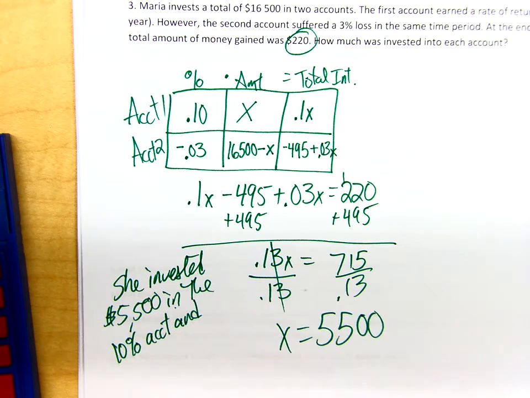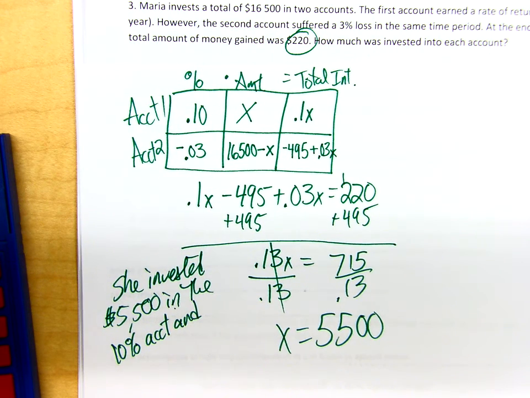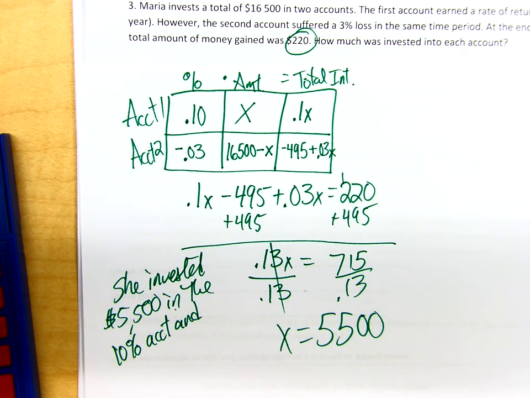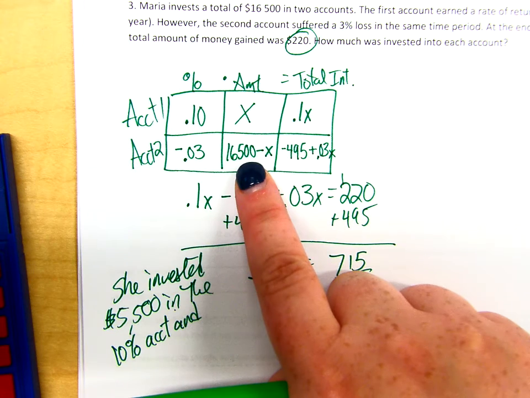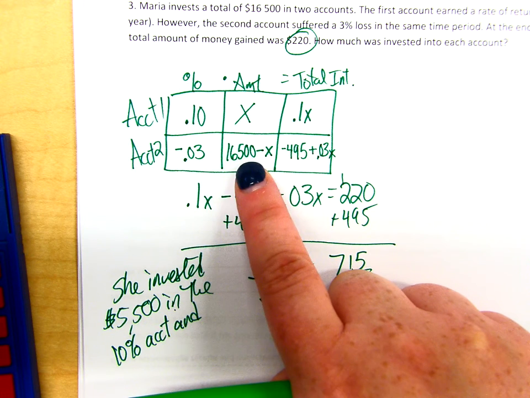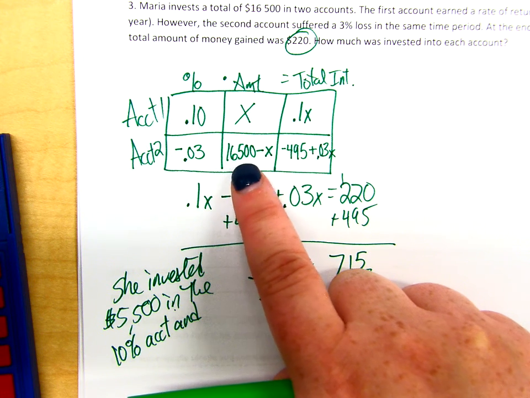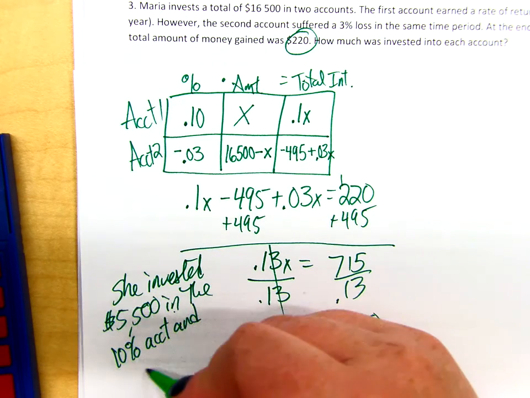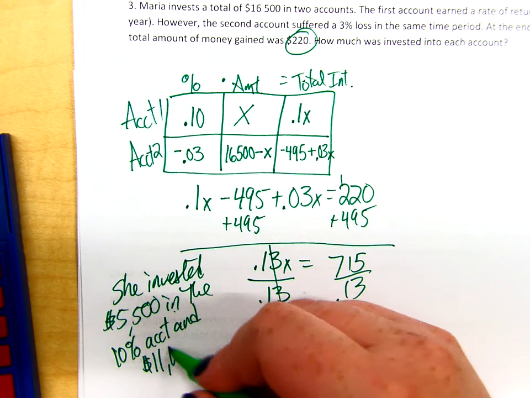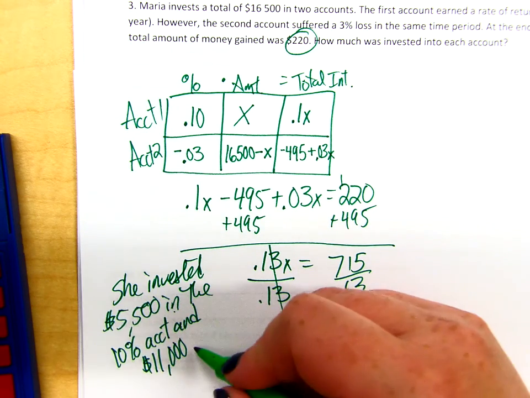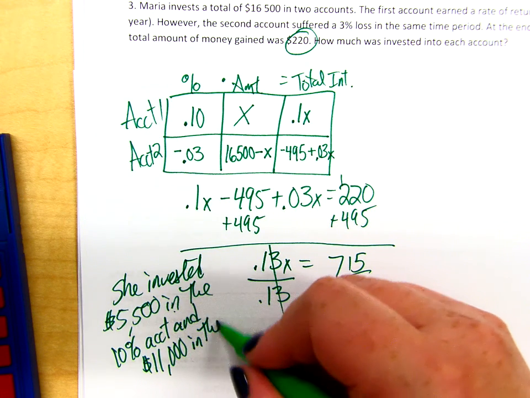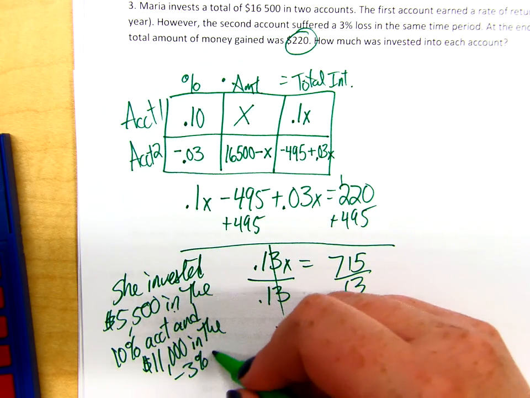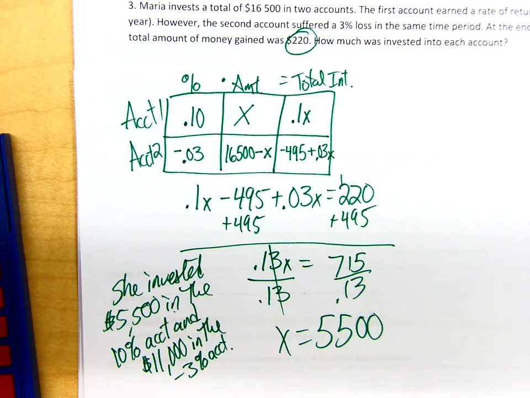And how much in the account that lost money? 11,000. And where did that come from? You substitute 5,500 in for X. In the second account, the amount she put in is this box, so all you have to do is 16,500 minus whatever X was. So 11,000 is correct. 11,000 in the 3% loss account. And there you have it.